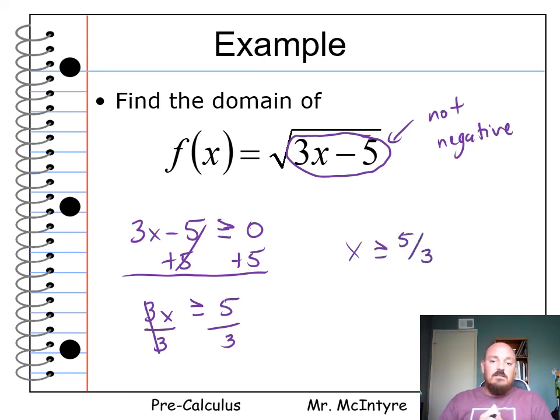And that's your domain. Basically, if x is 5/3 or any number bigger than it, this function works. We get an answer. If x is anything less than 5/3, if it's 1 or 0 or any negative number, this thing's not going to work. And that's your domain there. It's all real numbers that are greater than or equal to 5/3.